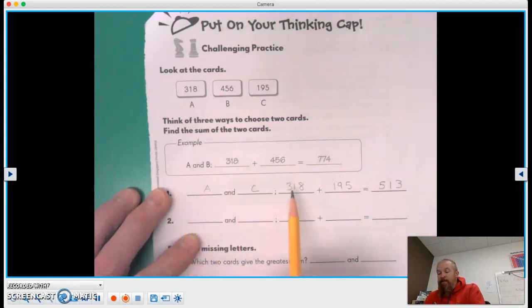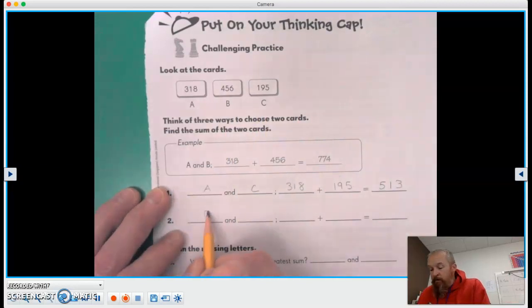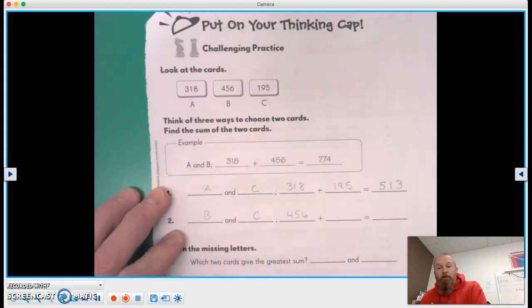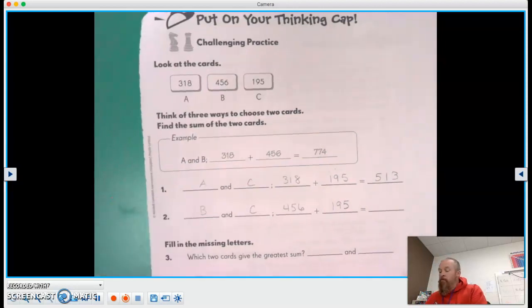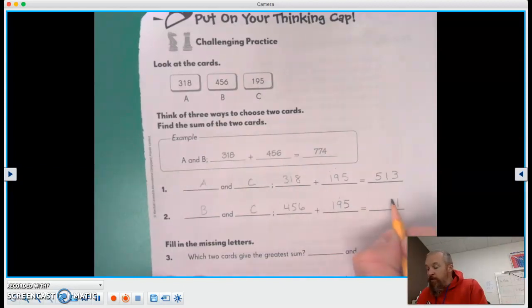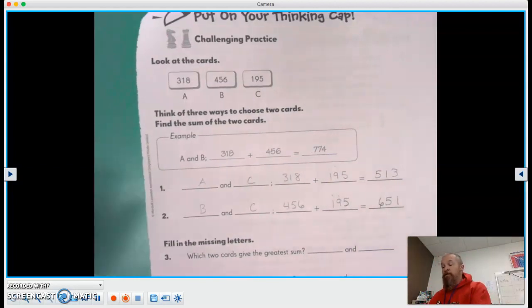We have A and B, A and C, so we still have B and C, right? So here's B and C. Again, B is 456, and C is 195. Let's add these together. 6 plus 5 equals 11. 9 plus 1 is 10, and 5 more is 15. And 4 plus 1 plus 1 is 6. So we have a couple different answers there. We have 651 and 513.